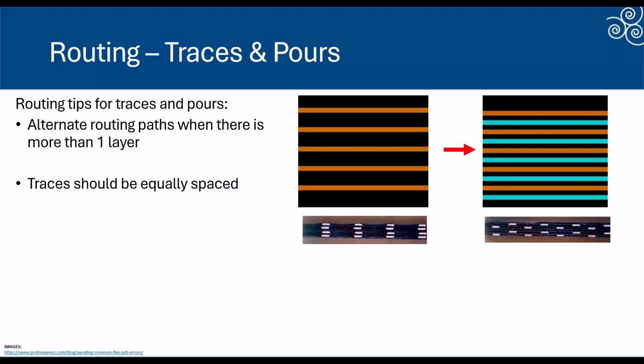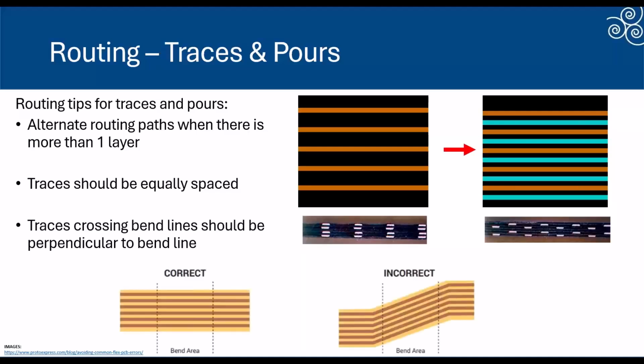The traces should also be equally spaced. Again, you want to make the best use of your flex and try to keep it really consistent how you're designing across it. And then also, traces that are crossing bend lines should be crossing perpendicular to that bend line. Again, bend lines are really fragile. You've got to be really careful when designing around those. That's again why you want to make sure you know where it is at the beginning of the design, so you're aware of it at all pieces of the design process.